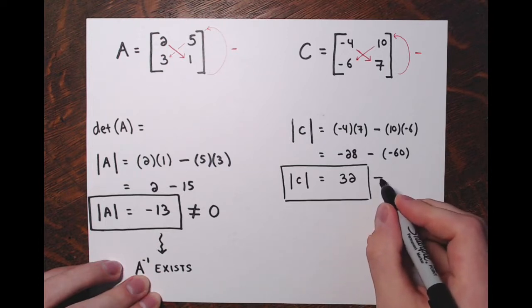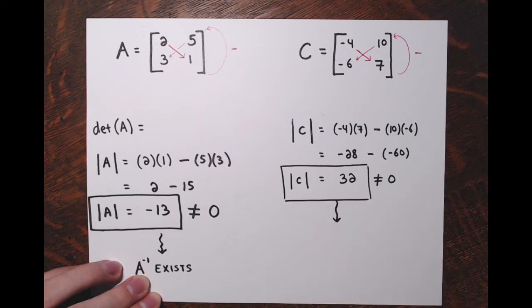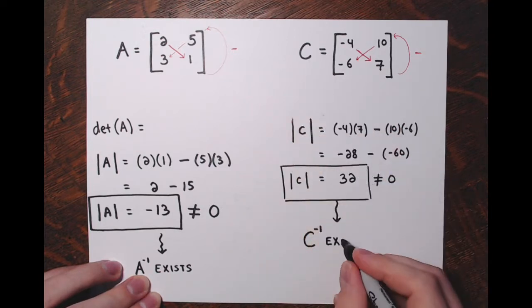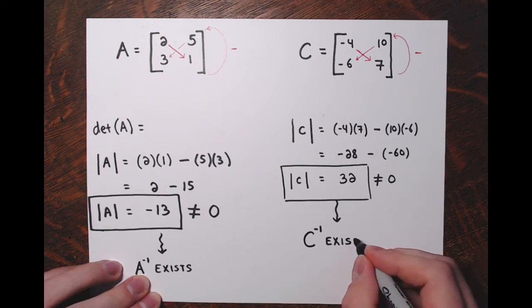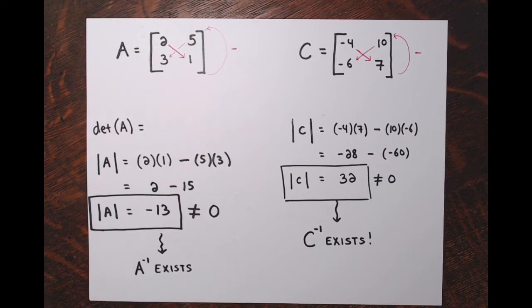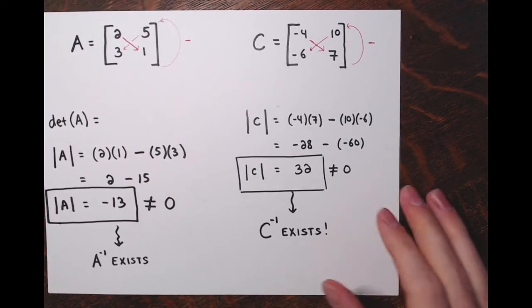And again, this is not 0. So since this determinant is not 0, the matrix C inverse would exist. This matrix C is invertible. It is what they call non-singular, and that means you should be able to find what C inverse is. Hopefully that's simple enough for a 2 by 2.